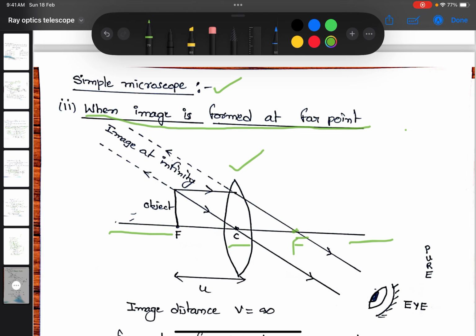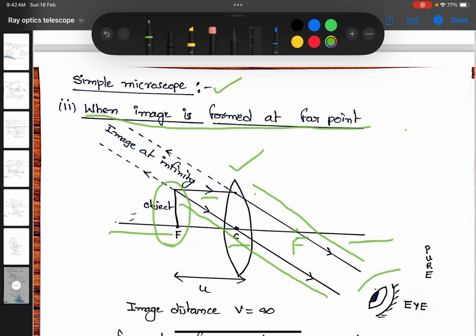Okay, now the object is located exactly at the focus on the principal axis, and here I have two incident rays. The first incident ray is parallel to the principal axis. After refraction, the refracted ray directly passes through the focus on the right hand side. Similarly, another ray of light passes directly through the optical center without any deviation.